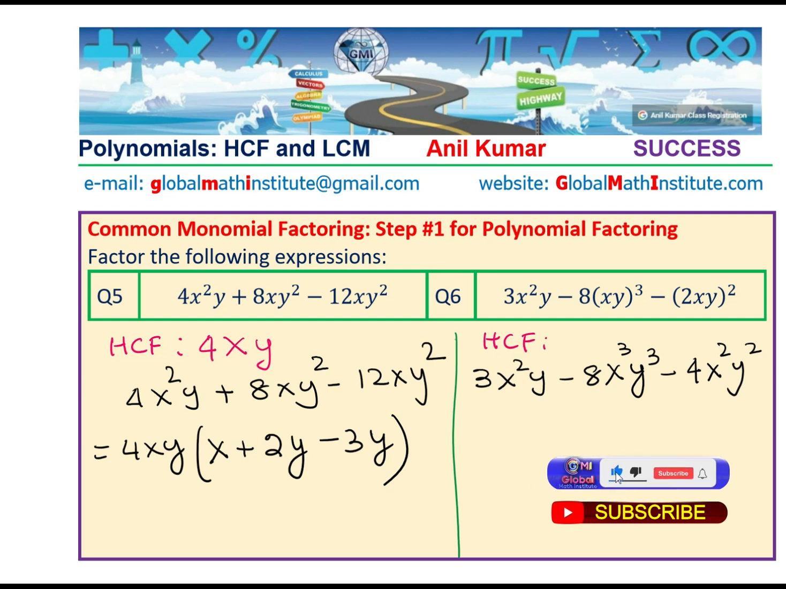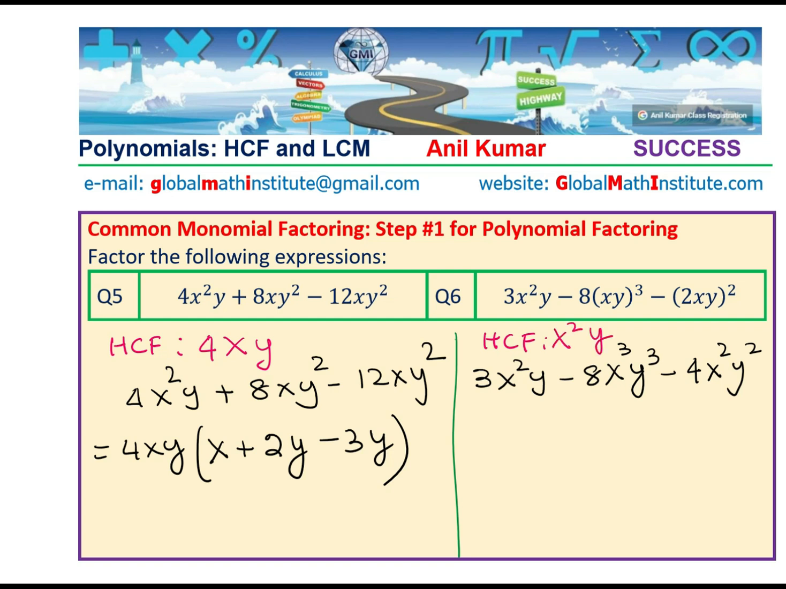As far as numbers are concerned, they do not have a common factor. But if you see x and y's term, we have x square and we have y as common, correct? So we could factor this and write this as x square y, and what remains is 3 for the first term since x square y has been taken out, minus 8 x and y square, minus 4 x and y. So that becomes the factored form after we identify the highest common factor.